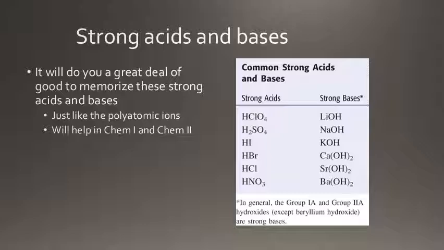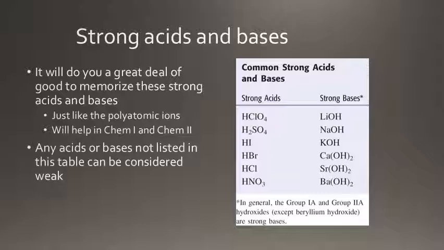There are 6 strong acids and about the same number of strong bases. If you memorize these now, it's going to do you a lot of good. It will do you good now in Chem 1, and it will do you a lot more good in Chem 2 as well. Strong acids and bases have specific properties. It will be good to identify an acid as a strong or a weak acid. Now, any acids or bases not listed in this table can be considered weak.